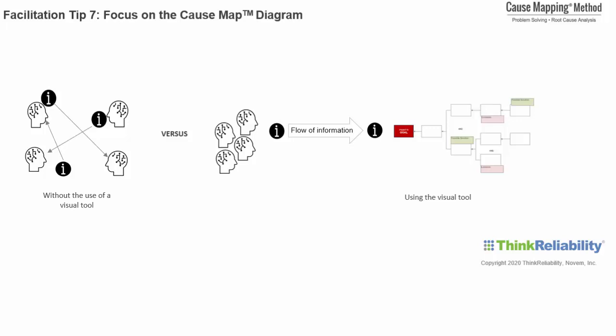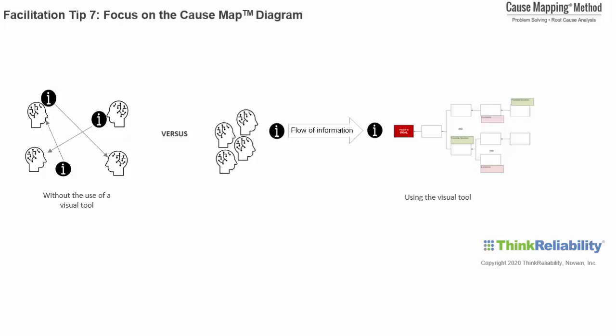Today I want to talk about facilitation tip number 7, and that's to focus on the cause map diagram. I don't know if you've ever experienced this, but as you're working through an incident, you get your team together and you're sitting around a conference room and you start to discuss the incident. People start to immediately begin to describe the problem from their perspective or share information about the incident. And it's been my experience that a lot of times in the beginning, we're not writing anything down.